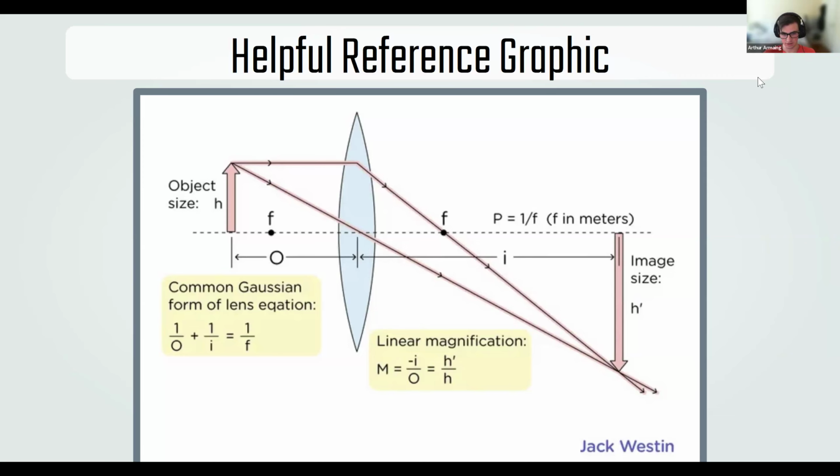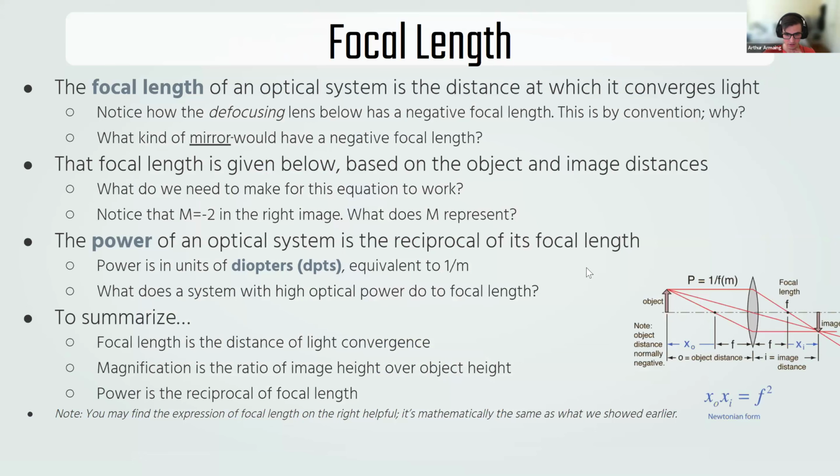On the last slide, you may have seen at the bottom right of the screen, x naught times x i is equal to f squared. That's another way to write this equation. It's the same thing, just the other one lets you solve for the variables a lot easier. We're going to be using the Gaussian form a lot more than the Newtonian form, although the Newtonian form also does work.